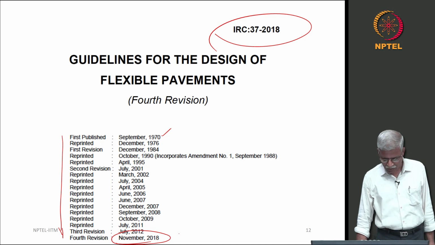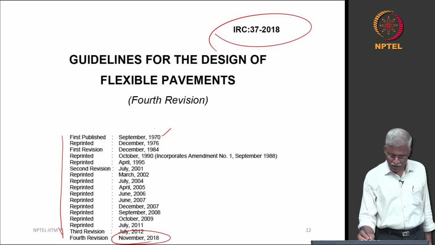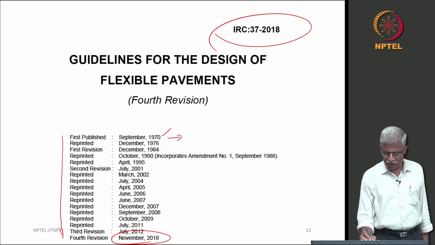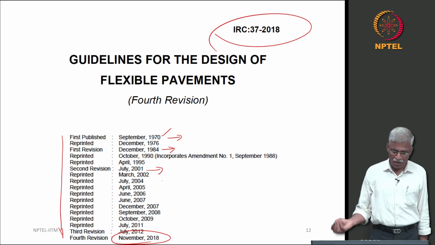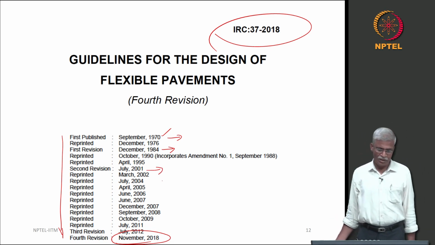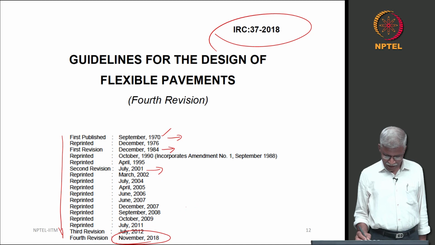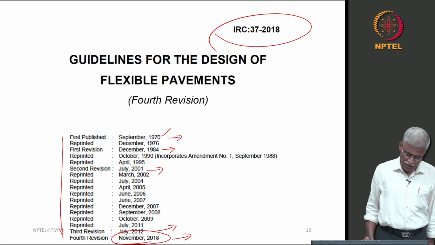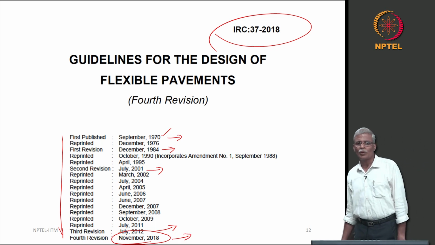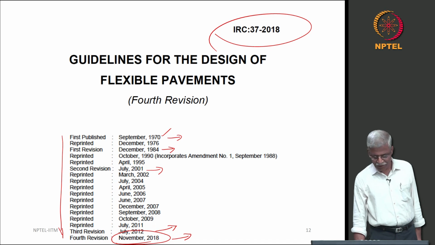Okay. Right. So, in fact, if you look at it, the first published 1970, first revision was made 14 years after that, second revision was made another 15, 16 years, 17 years after that, the third revision was made again after 10 years, and slowly in 6 years they did the fourth revision. So, probably in 2023 or 2024 the fifth revision should come.